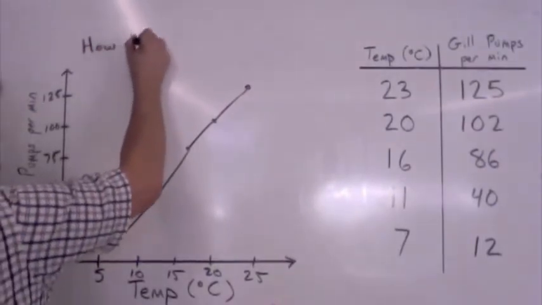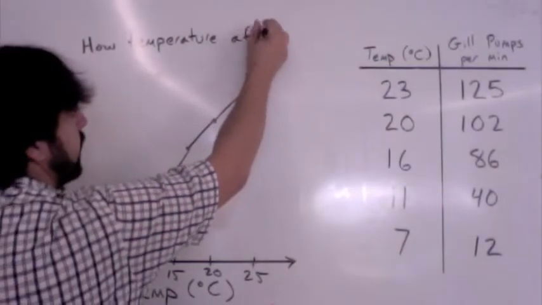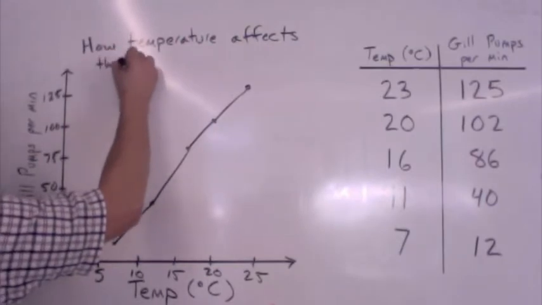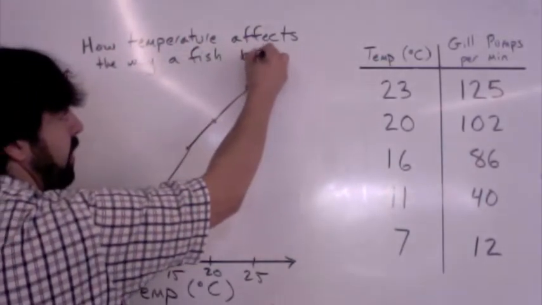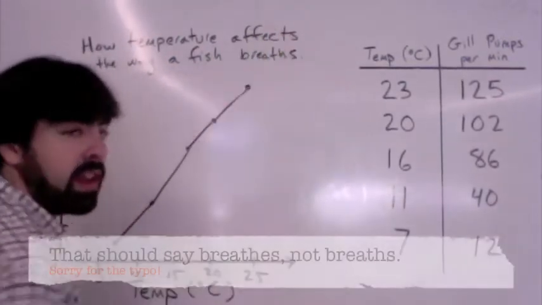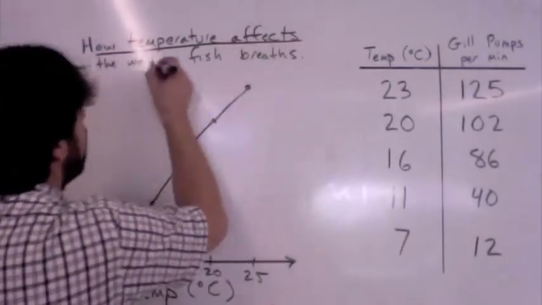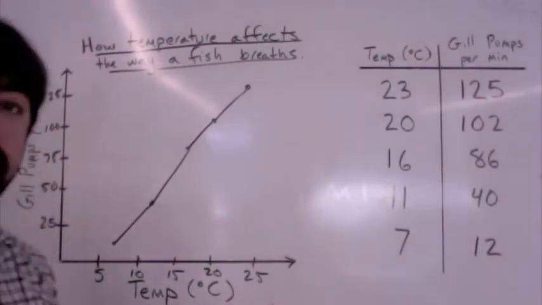how temperature affects the way a fish breathes. Now, anyone looking at that will see exactly what this data is talking about. You're showing me, as you change the temperature, how is the breathing rate of the fish affected?